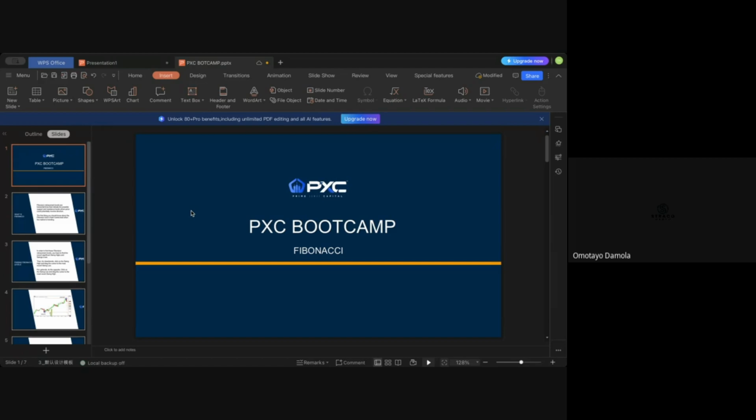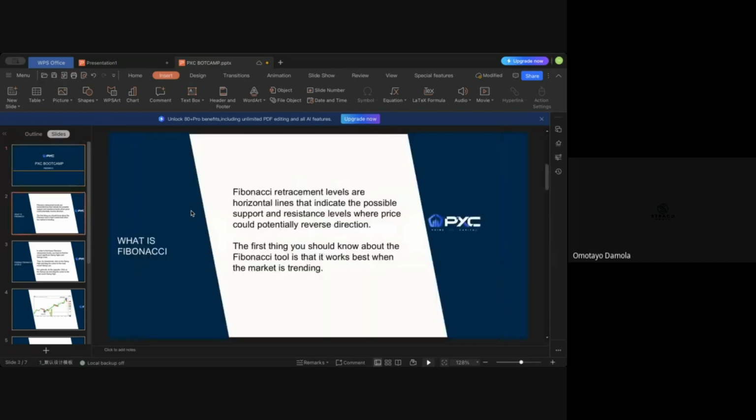So basically, that's just it. So let's dive into it. So Fibonacci retracement levels are basically horizontal lines that indicate the possible support and resistance where price could potentially reverse direction. I know I mentioned this last week, and that's the whole scope of Fibonacci. It's just to trace out zones where price can possibly reject. That doesn't mean price cannot break those zones. It can break it. It's just zones where you watch out for a possible reversal if price is approaching.